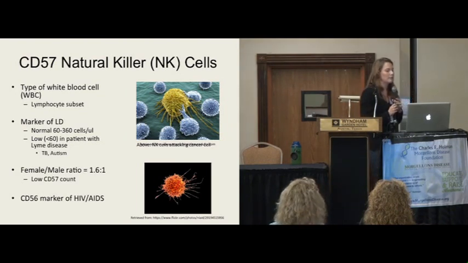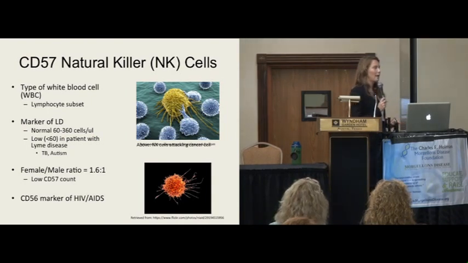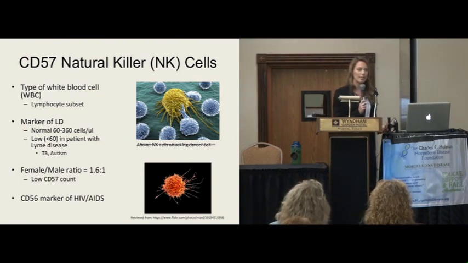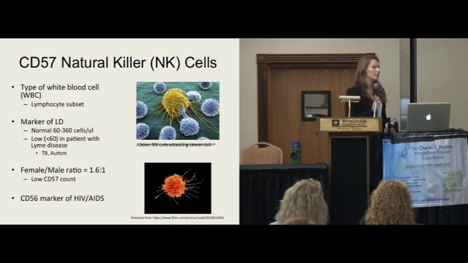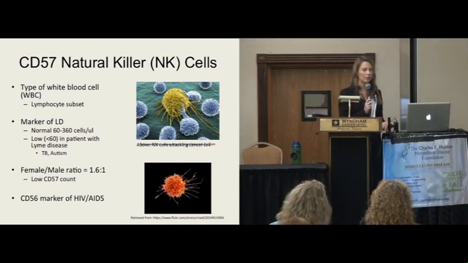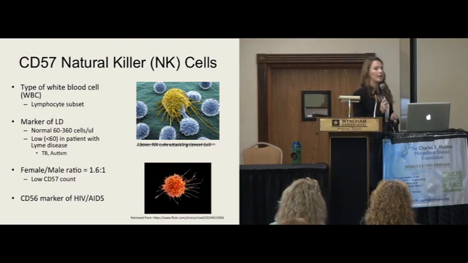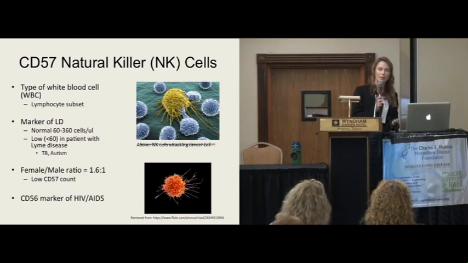These are some other types of indirect testing I like to utilize because it can also give you a clue as to what else is going on. So the CD57 natural killer cells, you've probably heard a lot about these. These are a type of white blood cell, a subset of lymphocytes. They are considered a marker of Lyme disease. Normal is greater than 60, and a lot of Lyme patients present with numbers less than 60. There are only 2 other conditions that we know of that will cause a low natural killer cell count, specifically the CD57 count, and that is tuberculosis and autism. It's interesting because there has been a link between Lyme disease and autism, so you wonder if that may play a role there.